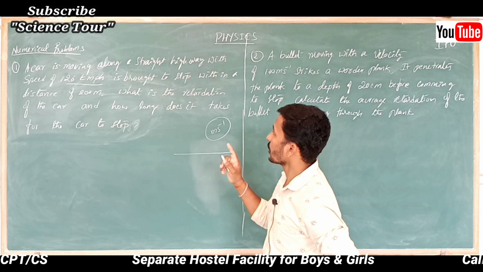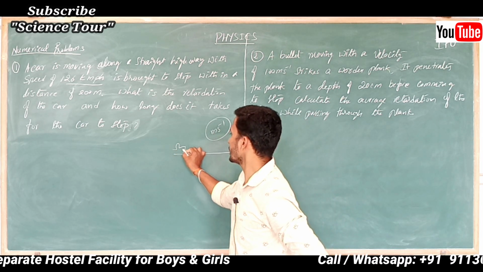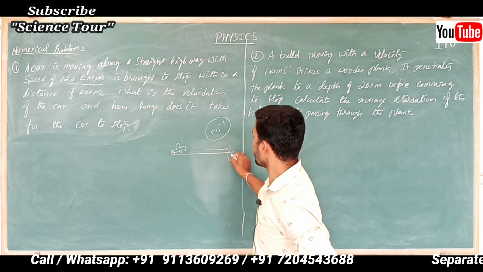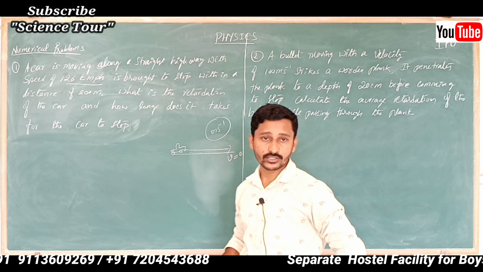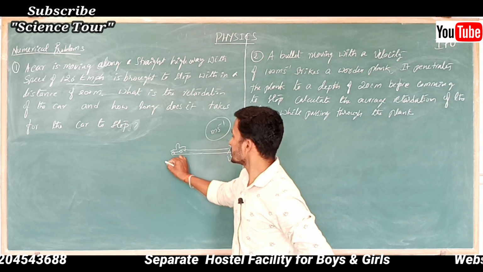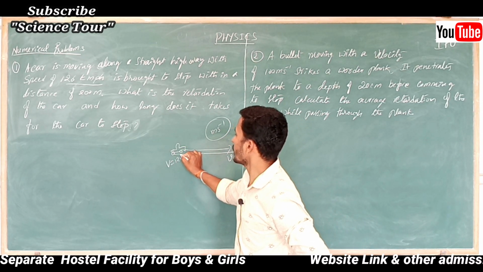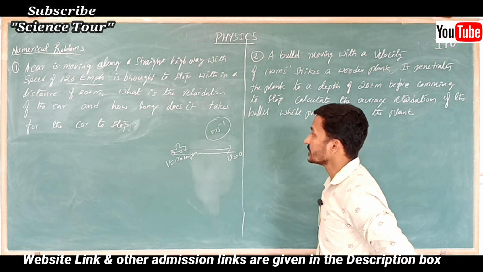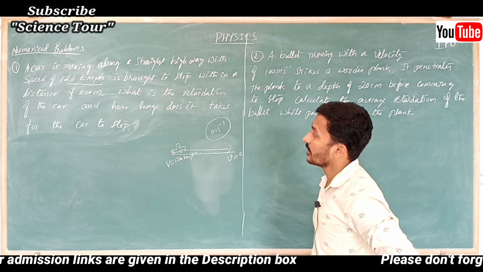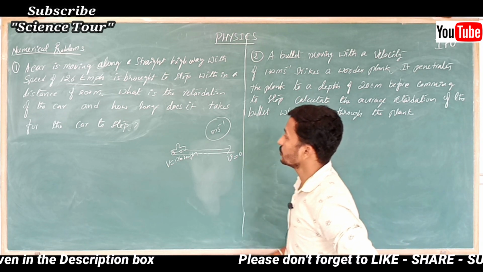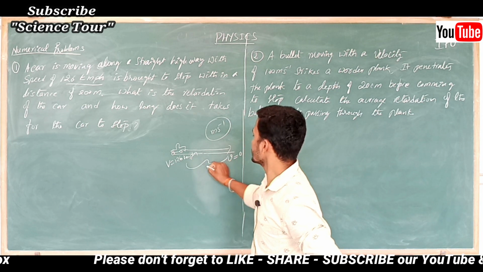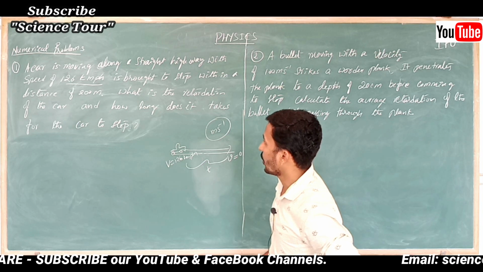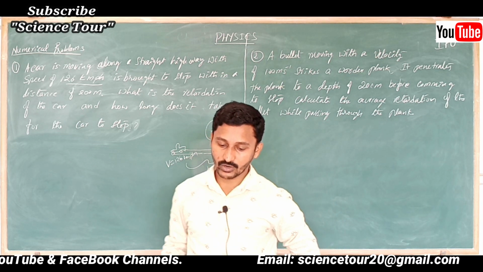Next, the car is brought to stop. A car was moving, right? It is brought to stop. When it is stopping, what happens to the velocity? The final velocity becomes 0. Then what was its initial velocity? Initial velocity is 126 kilometer per hour. What is the retardation of the car, and how long does it take for the car to stop? What is the time taken, and what is the retardation that we have to find out? That is what we have to find out.